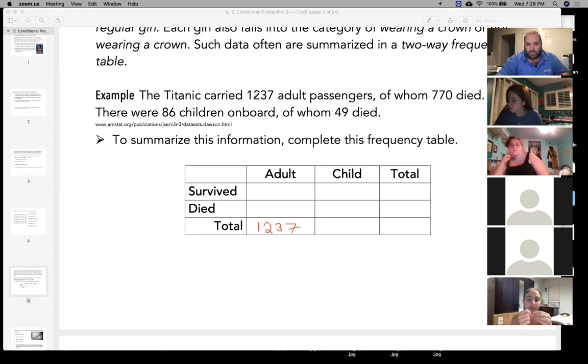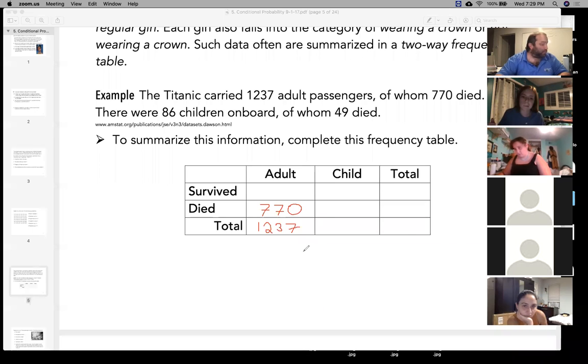Teaching-wise, I want to use different mediums and methods. So there are 1,237 adult passengers. Here's adult total 1,237. We agree? Of those 1,237, 770 of them died. There are 3 cells for died: this one, this one, and this one. Does 770 go in one of those 3? 770 is in the died adult cell, because of those adult passengers, 770 of them died.